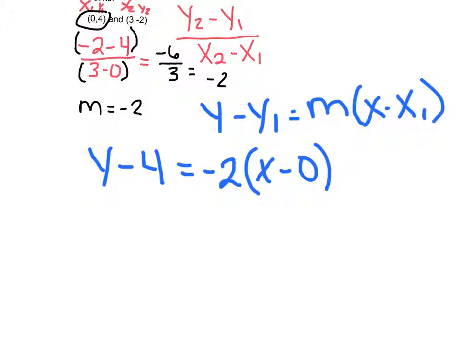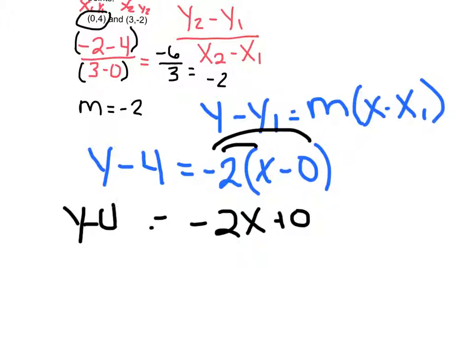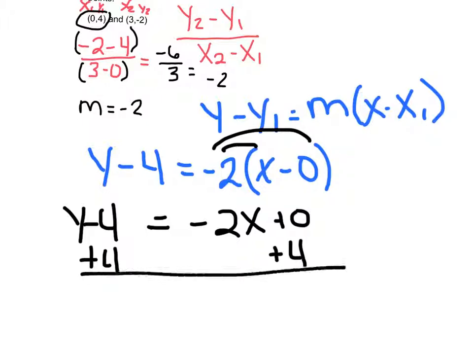So I will have to distribute right here. That's going to be negative 2x, and that will end up being plus 0. And then on this side, all I have to do is get y by itself. So I'm going to add the 4 over, and I get y equals negative 2x plus 4.